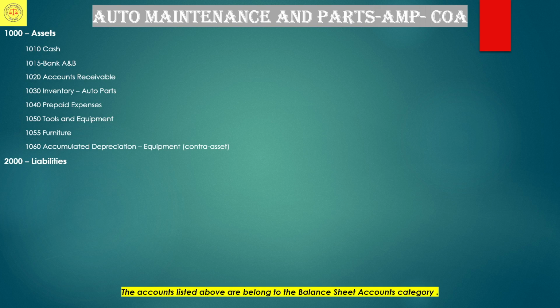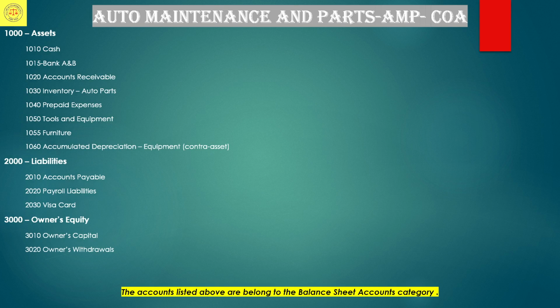For liabilities: accounts payable, payable liabilities, Visa card, and those are the accounts that I create for liabilities that we're going to use. It could be hundreds of accounts, okay? Owner's equity. In owner's equity, I create just owner's capital, owner's withdrawal, retained earnings, and profit or loss. Okay, these accounts belong to the balance sheet.